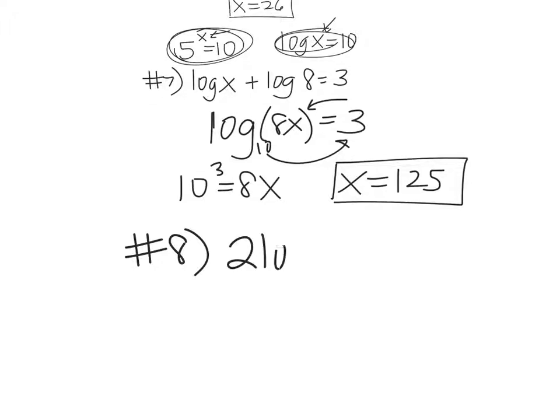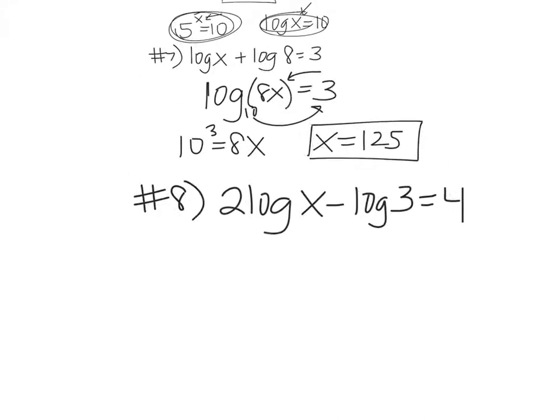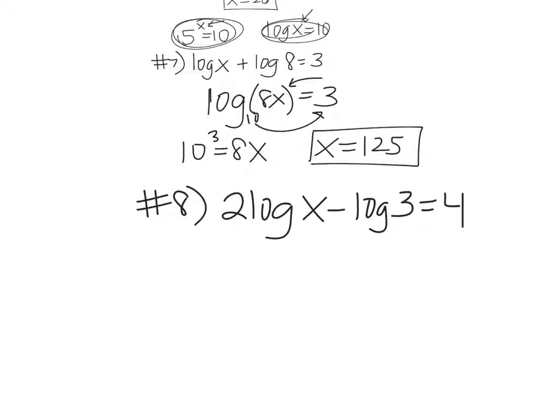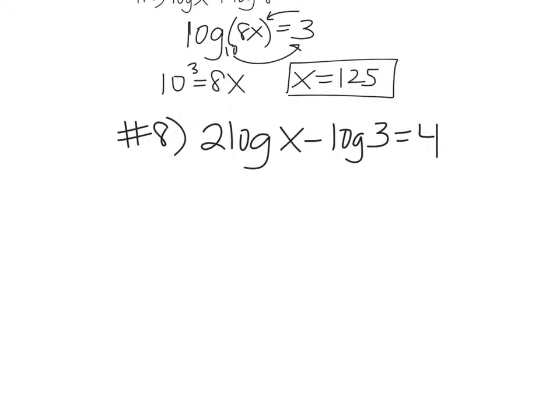2 log x minus log 3 equals 4. Now it looks like a regular problem, just like the last one, where I need to combine the logs together. What happens is if you solve it correctly, you get an incorrect answer. If you solve it incorrectly, you actually get the right answer, which is kind of funny. All right, so we get log of x squared over 3 equals 4.